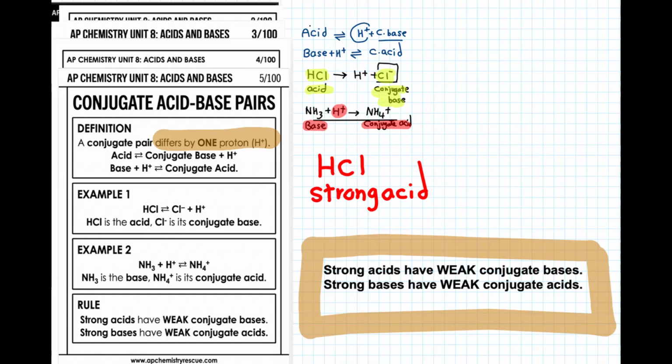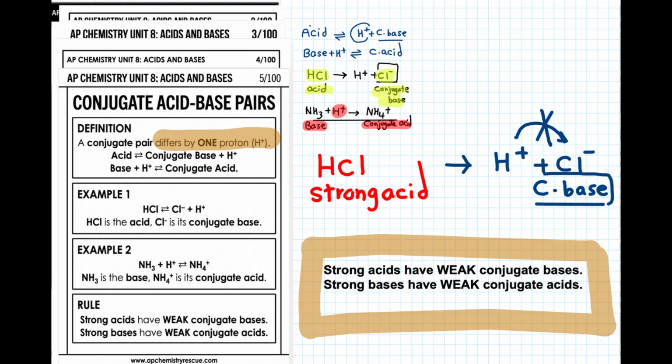Example, HCl is a strong acid. Its conjugate base, the Cl minus, is a weak base. It doesn't want to accept the proton and go back to form HCl. It doesn't want to do that. It's a terrible base. It does not do its job as a base. So a strong acid has a weak conjugate base.